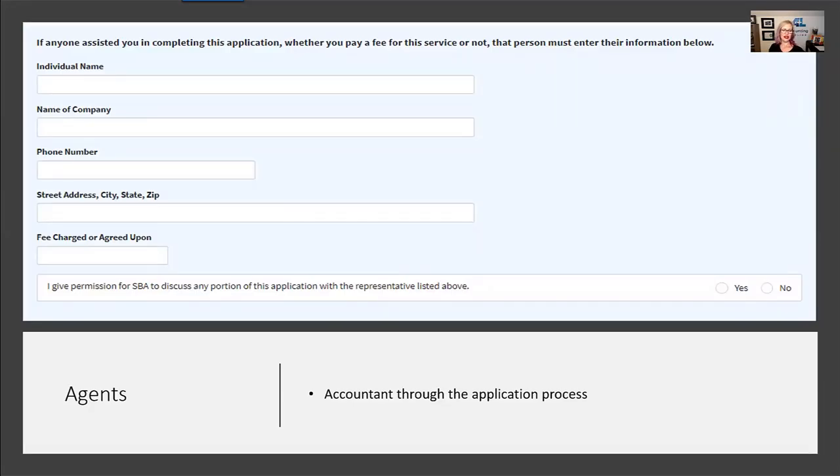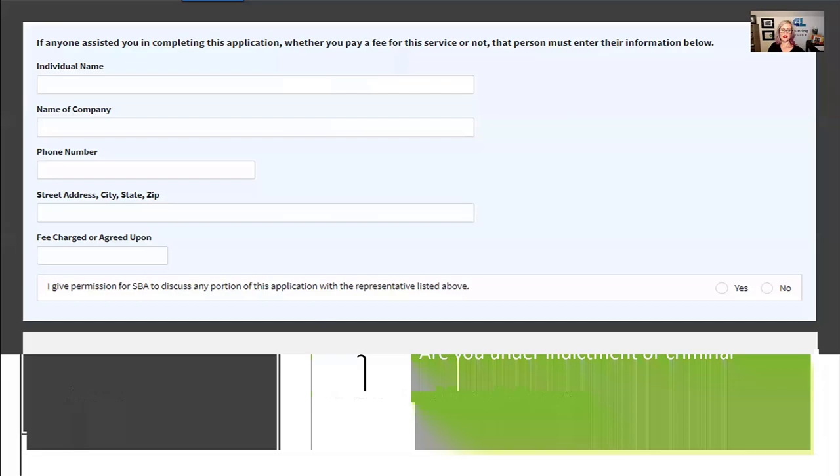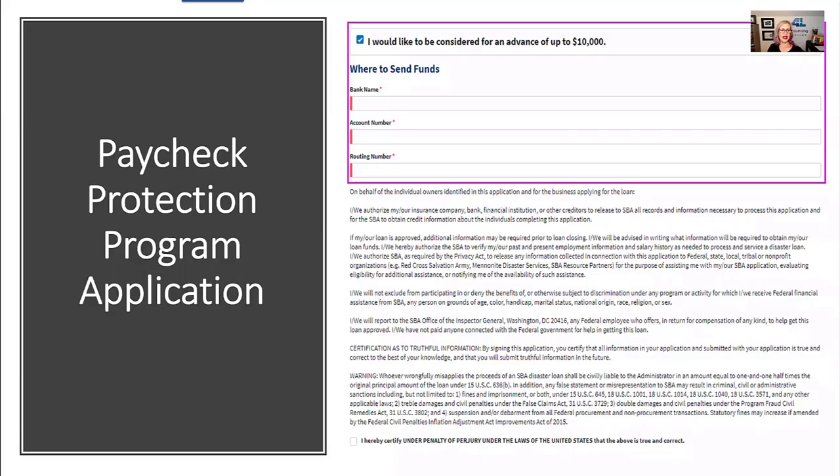And then lastly, there is this piece that says, is somebody helping you to fill out this application? And so you would enter in the details of that person who's helping you. And then the last piece of it, this is wrong over here, it should say the COVID loan application. Sorry, I kind of put this together quickly. But then the last part says that you would like to be considered for the $10,000. You put in your bank information, your account details, your routing details, and then you certify this. And then they're going to deposit this money into your bank account.